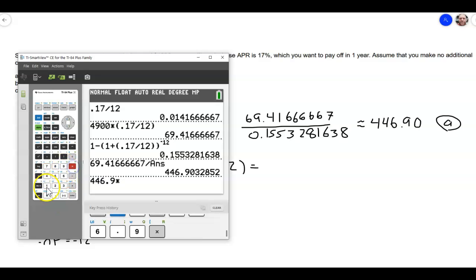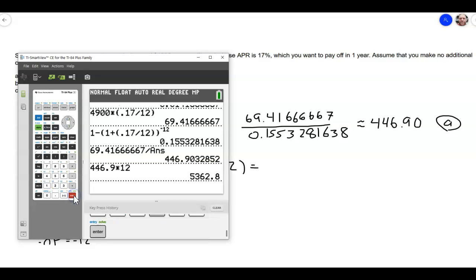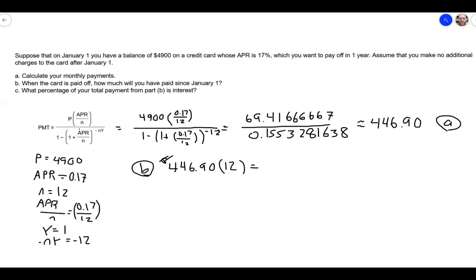446.9 times 12, and that is $5,362.80. So in an entire year, we paid $5,362.80. All right, and that's it for B.